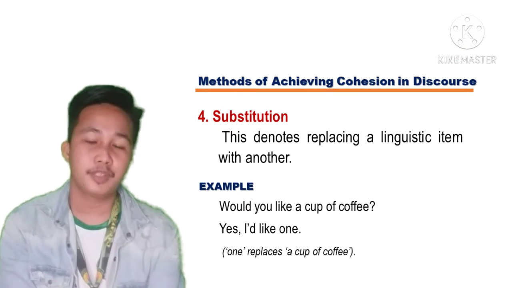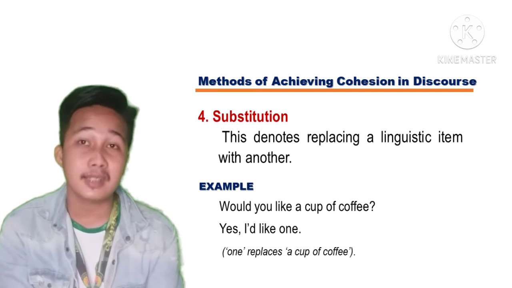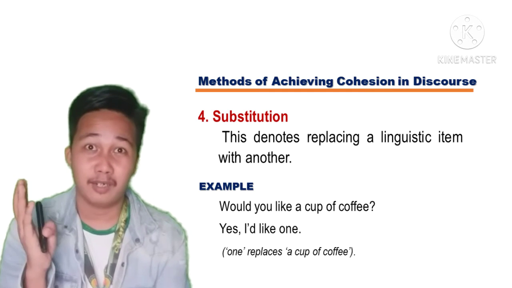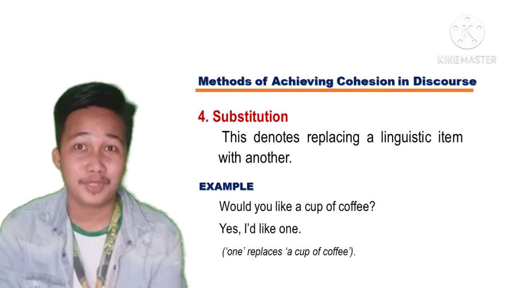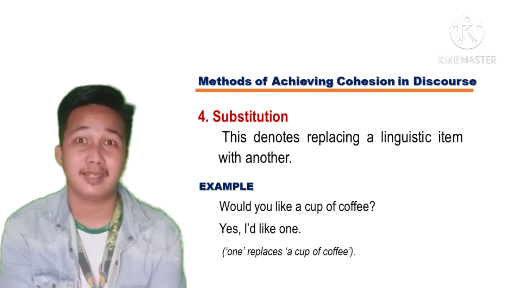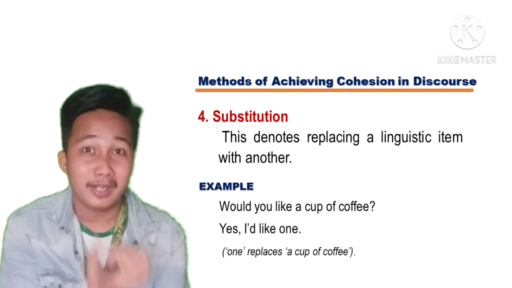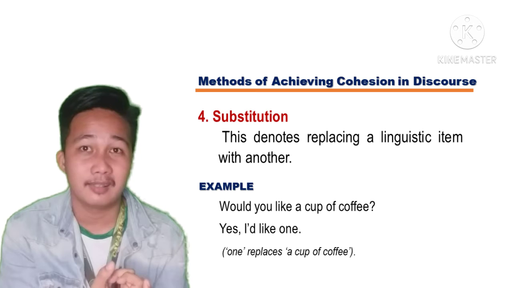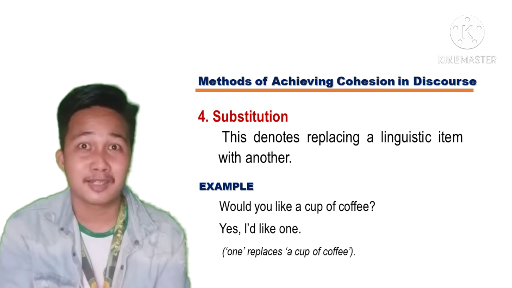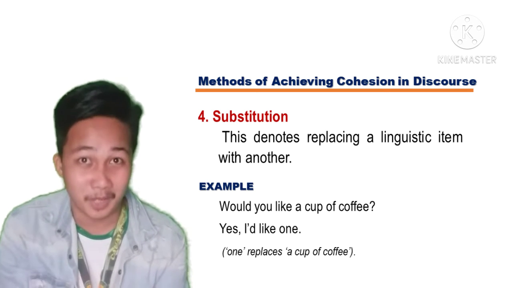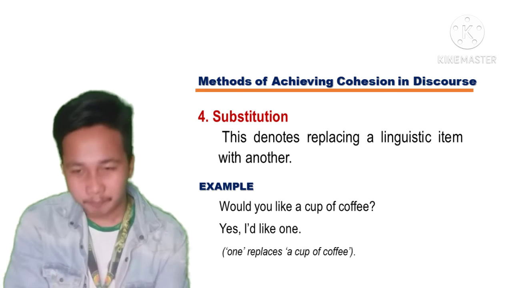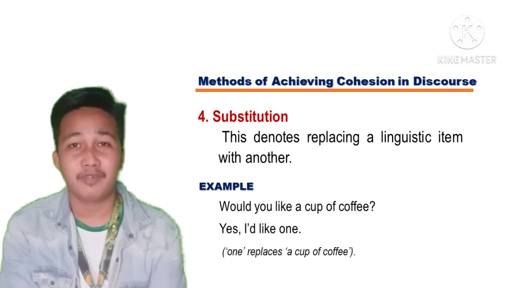The fourth one is substitution. This denotes replacing a linguistic item with another. It's a little bit confusing because elliptical cohesion and substitution are somehow related to each other. Somehow they have the same meaning. That is why when you take an exam, this is so crazy. You get bothered and you might get confused about it. But let us try to differentiate it.